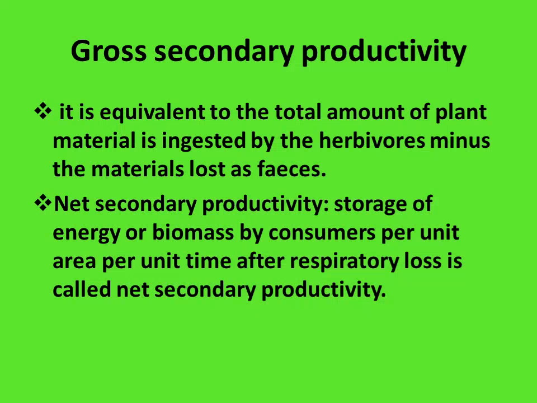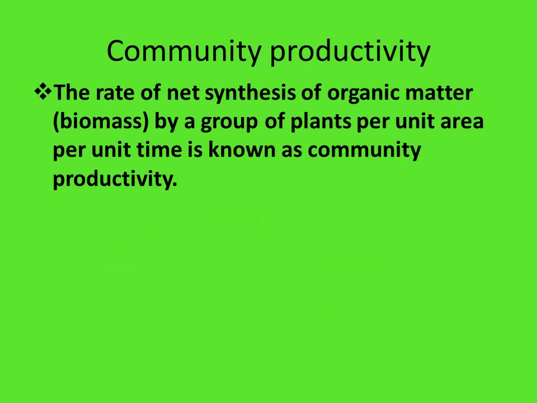Gross secondary productivity is equivalent to the total amount of plant material ingested by the herbivores minus the materials lost as feces. You can see that in the picture, the caterpillar picture. Net secondary productivity is the storage of energy or biomass by consumers per unit area per unit time after respiratory loss. So these are all two marks.